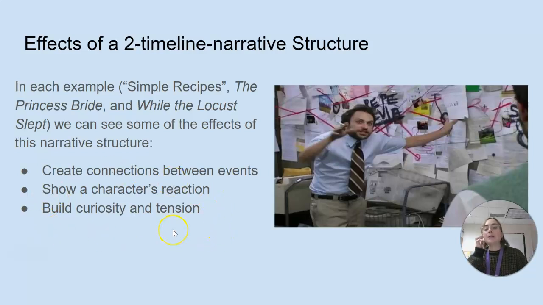It also really builds our curiosity and the tension of the story, because he will tell us something that happened at the state school and then he'll jump to the farm and we're left wondering how that story ends and what happens next to Peter.